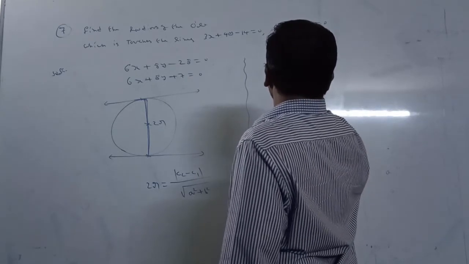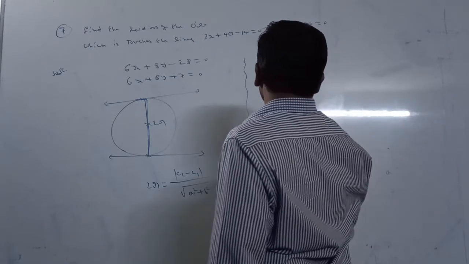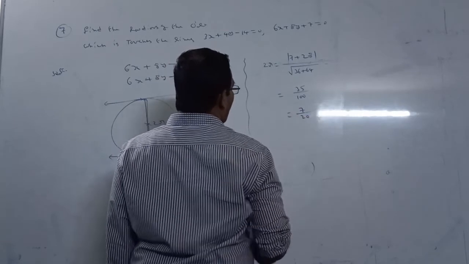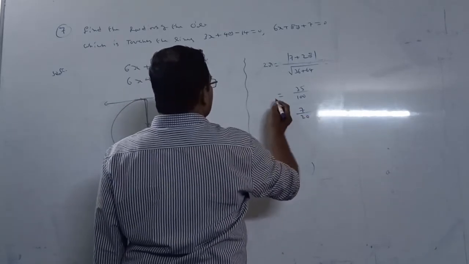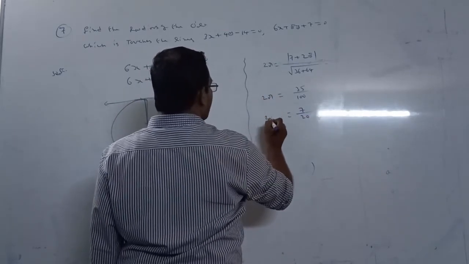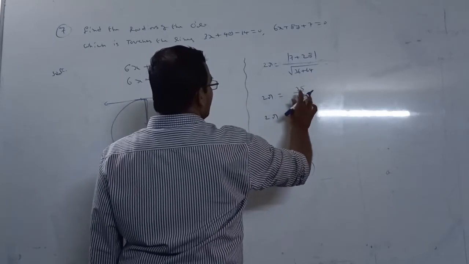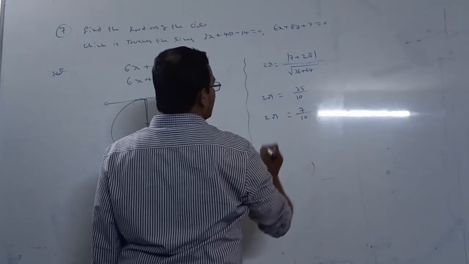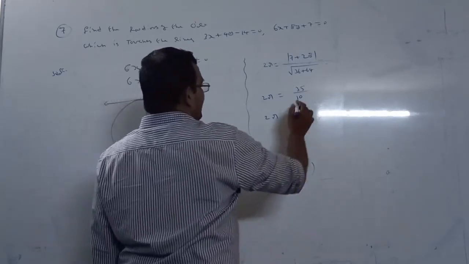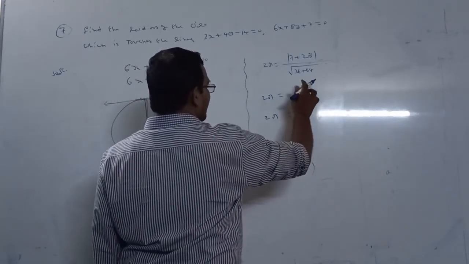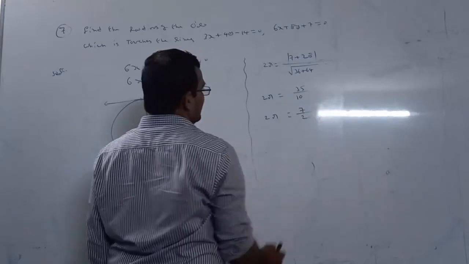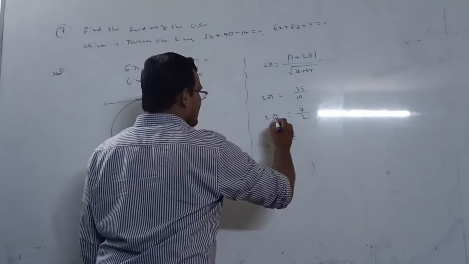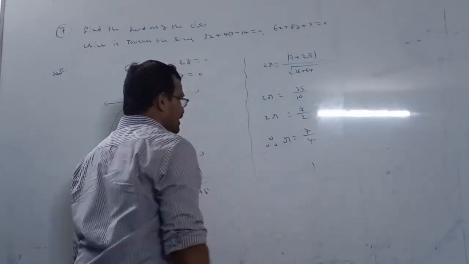It is 35 by 100. So in the 5 table, 5 sevens are 35, 5 twos are 10. So obviously 2r equals 35 over root 100, and root 100 means 10. Obviously the radius of the circle is 7 by 4 units.